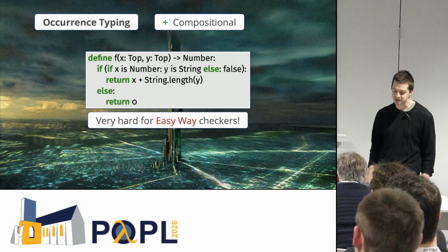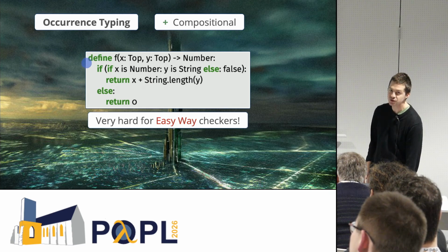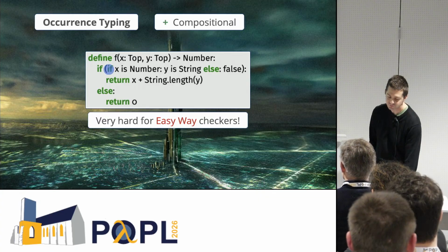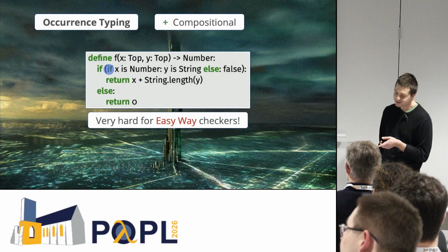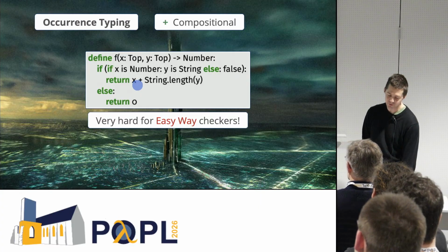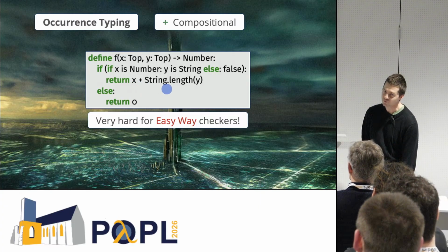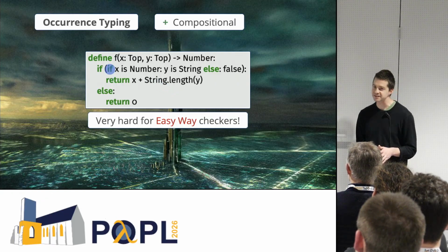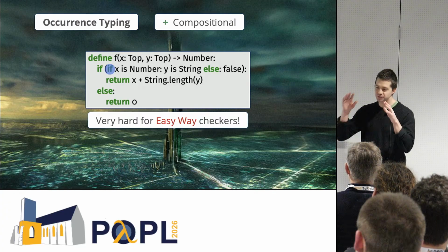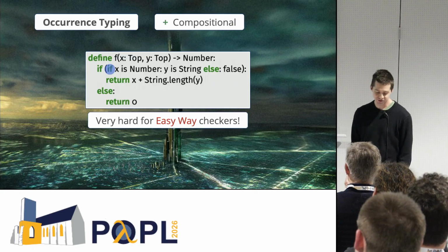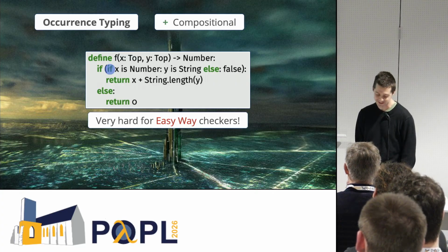It's also compositional. So this program is extremely hard for an easy way type checker to handle. We've got a nested if. If x is a number and y is a string, then we can do x plus, because x is a number, and we can take string length on y. Now, you're not going to do nested if inside the MyPy style, right? Your function would just become forget it. You could maybe do 1 or 2 levels, but then you should go on. You should find better ways to spend your time.